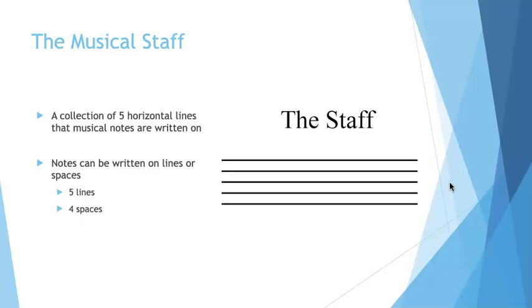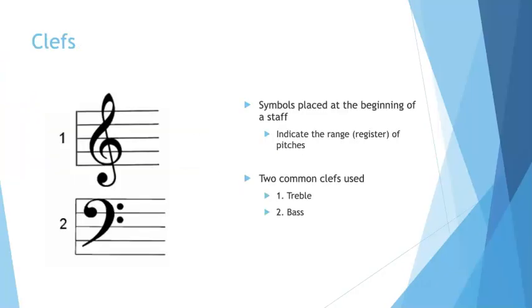Like I said before, the staff is 5 lines, and we can draw notes either on the lines or the spaces. So this would be a line, this would be a space. Before we can determine what pitches these lines and spaces correspond to, we have to check the clef. A clef in music is a symbol written at the beginning of the musical staff that tells the performer what pitches their staff will correspond to, or the register of the staff.